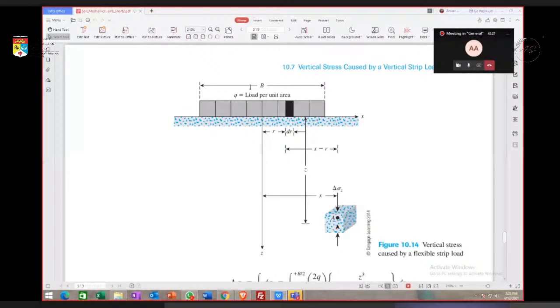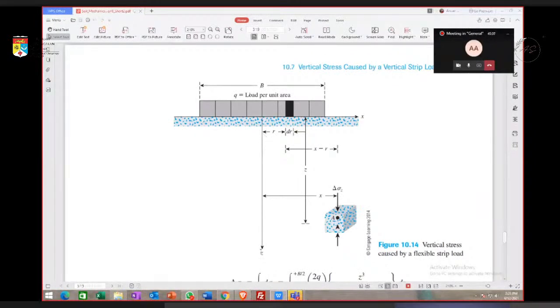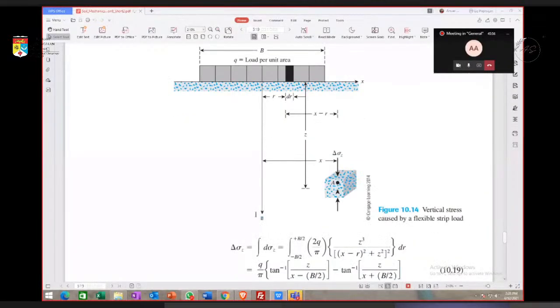So the same thing, what you need to understand when you want to use the equation is to look at the location of Z, whether it is in the middle or at the corner. Like this one, we need to use the equation, make sure the point or the solid element is at the middle of the width of the load. Then we can use this equation, the long equation.